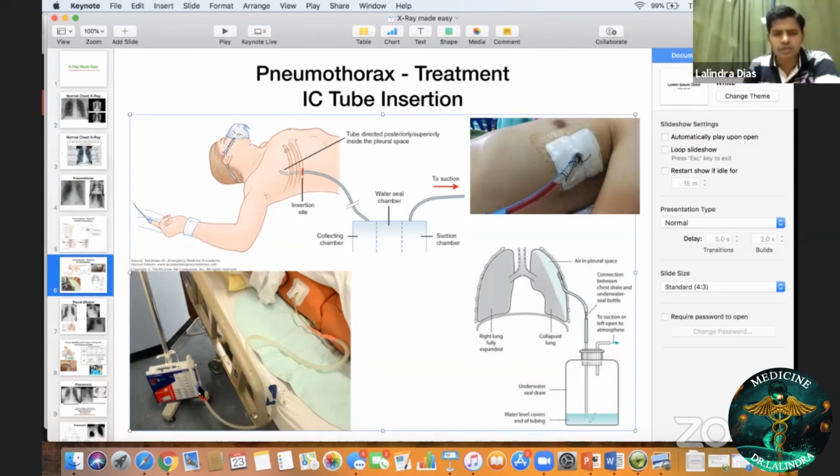So this is the treatment of pneumothorax. What are the causes of pneumothorax?